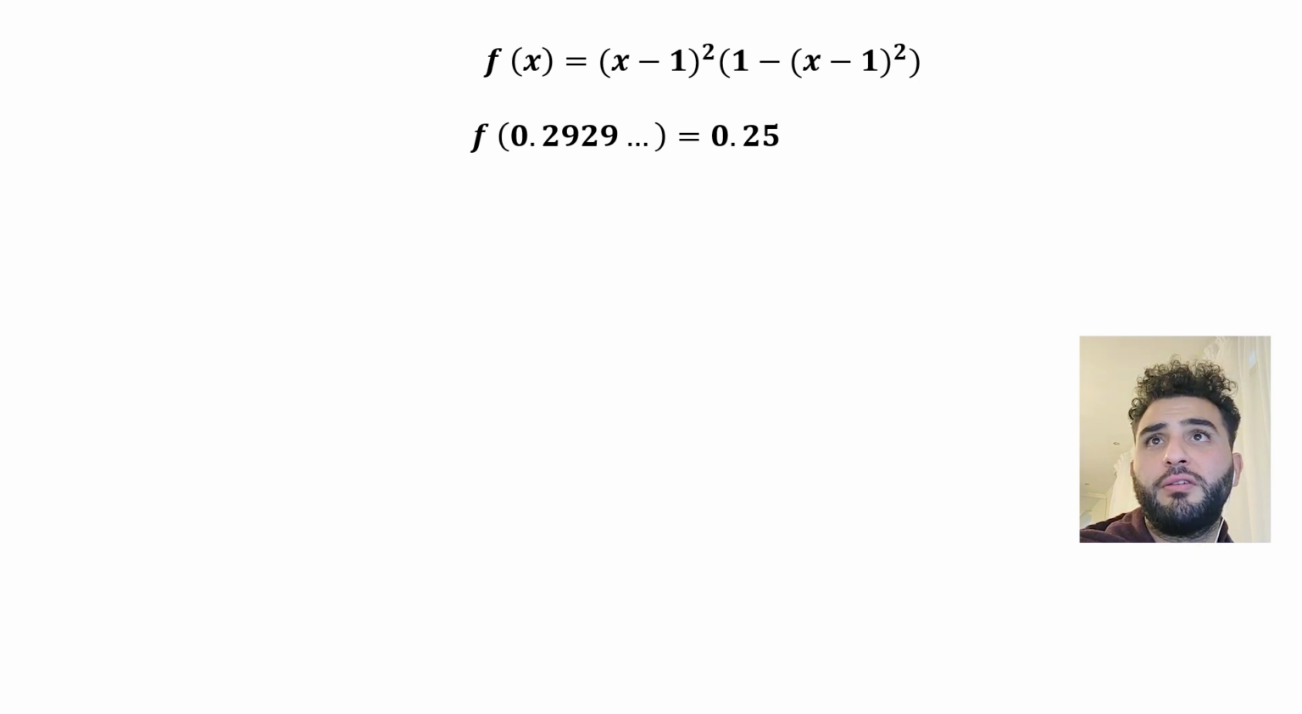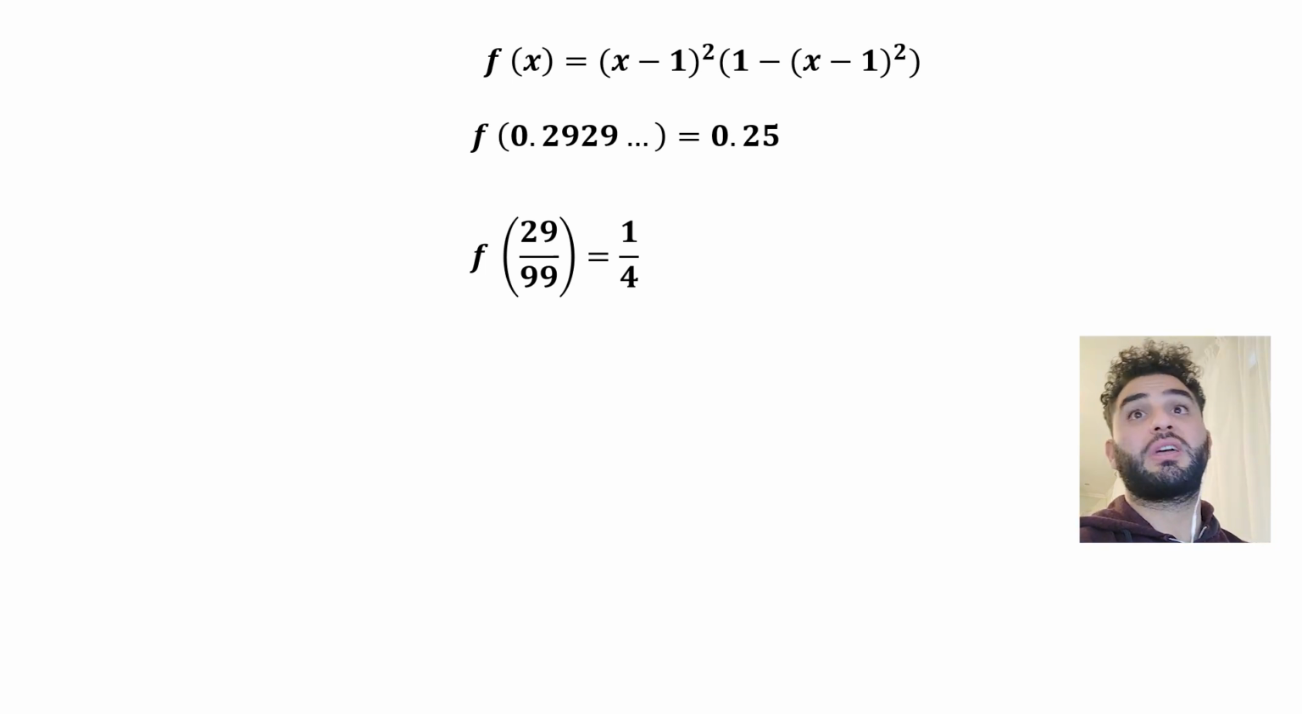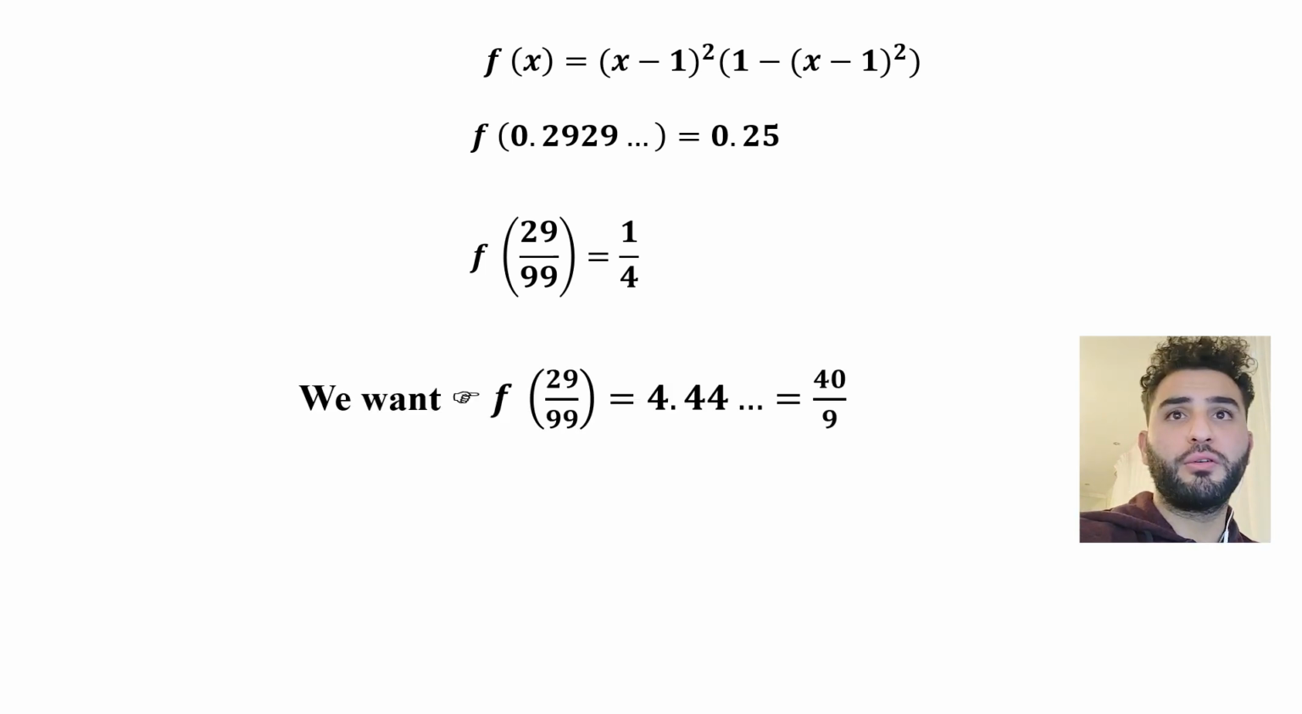And we saw that for f of 0.292929, this gives me 0.25. Let's just rewrite this with friendly numbers. This gives me f of 29 over 99 is equal to 1/4. And I don't really know if 29 over 99 is really a friendly number, but anyway. Remember, the peak is reached at x of 29 over 99, and when the peak is reached, the result is 1/4. And I want to find a factor that doesn't give me 1/4, but gives me 4.444, which is 40 over 9. Sorry.